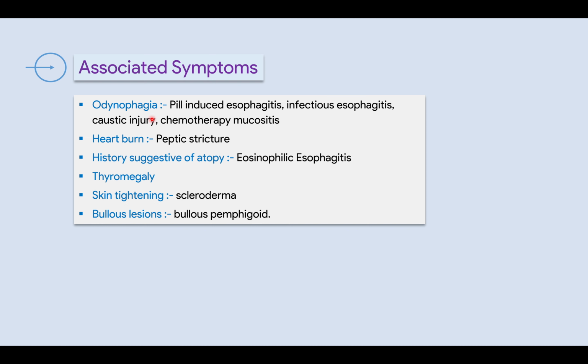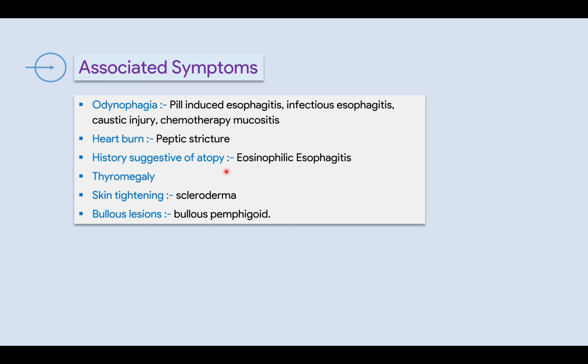Heartburn. If there is heartburn, that means the patient suffers from GERD, which is gastroesophageal reflux disease. And the patient who suffers from long-standing GERD will have heartburn, and subsequently they develop something called peptic stricture. Stricture means what? Narrowing, and peptic means related to the acid. So because of this peptic stricture, there will be a narrowing of the esophagus and they develop dysphagia.